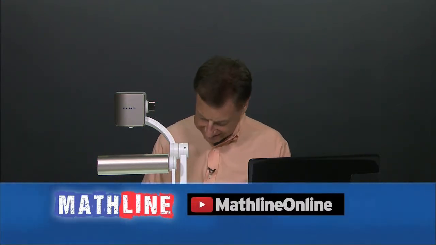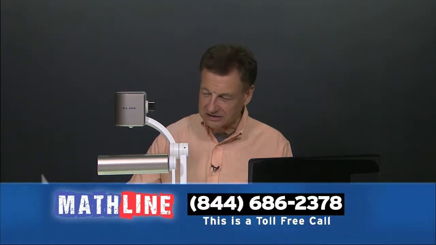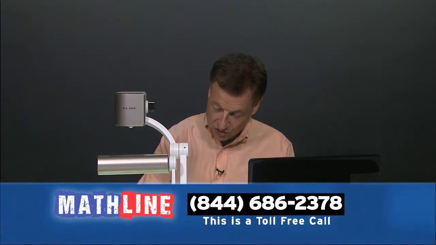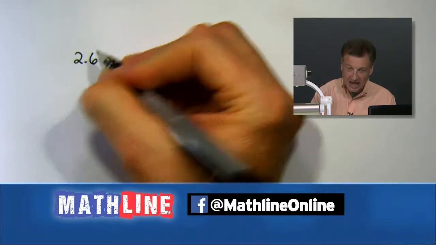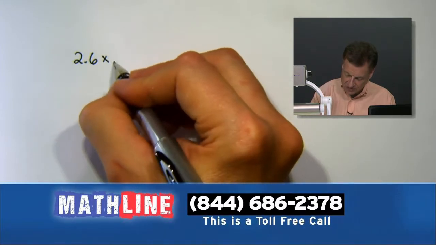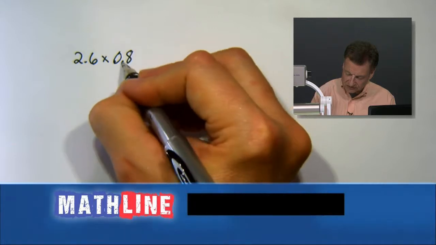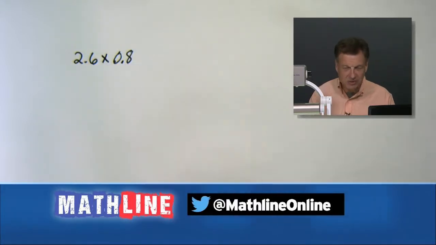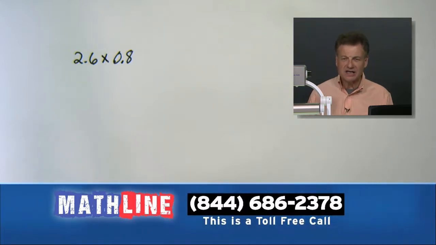It's 2.6 times 0.8. Okay, so we're going to take 0 and 8/10, right? Yes. And we're just multiplying. Is that all we got to worry about? Yeah. Okay. All right. Well, let's take a look at this thing.